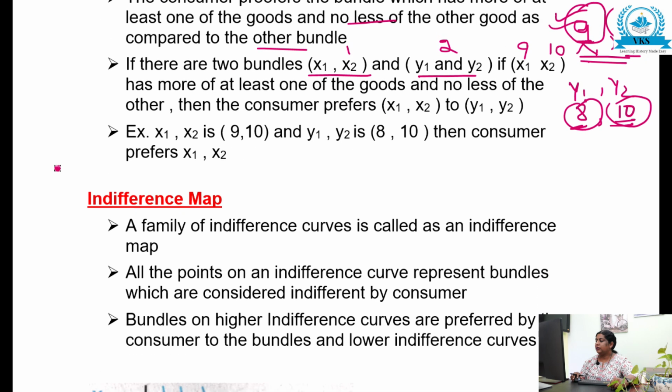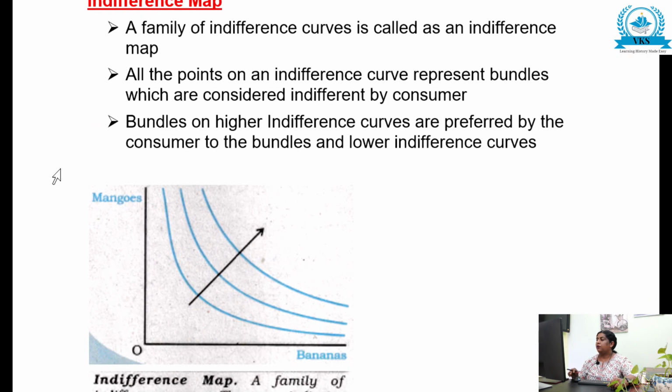Now, what is an indifference map? A family of indifference curves is called an indifference map. That is, more than one indifference curve together is called an indifference map. So here you have 1, 2 and 3 indifference curves. So this is an indifference map. All the points on an indifference curve represent bundles which are considered indifferent by the consumer. Bundles on a higher indifference curve are preferred by the consumer to bundles on a lower indifference curve.